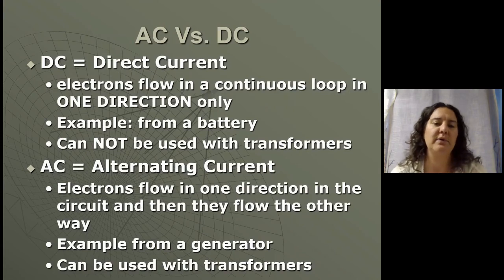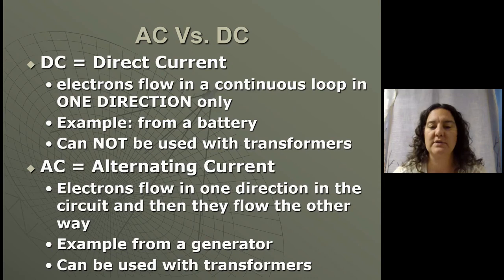And electricity can be produced in two different formats. We can have direct current and alternating current. So direct current is when the electrons flow in a continuous loop in one direction only, and this is typically coming from a battery, and it cannot be used with transformers. So if you have a car or RV battery, you're getting direct current. If you have a rechargeable battery for your phone, you're getting direct current. If you have Duracell batteries that you put into a toy, you're getting direct current.